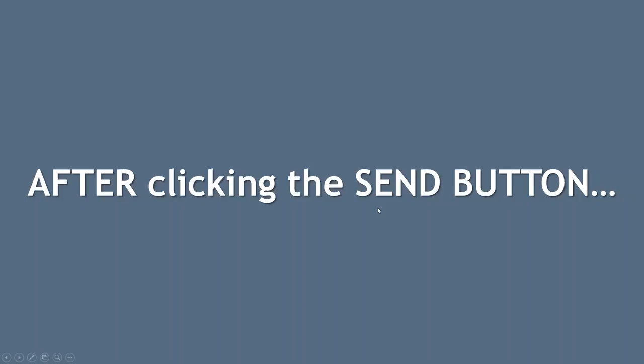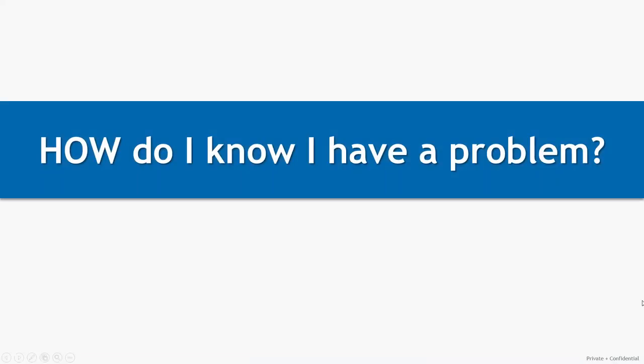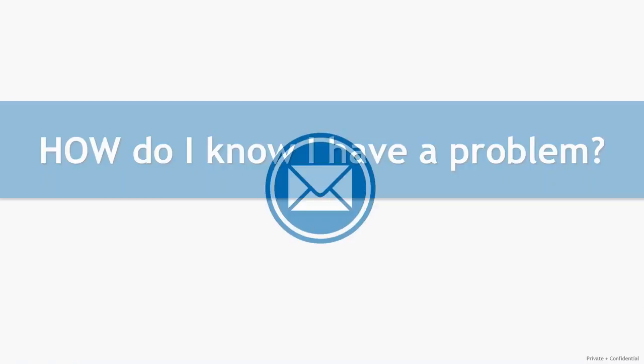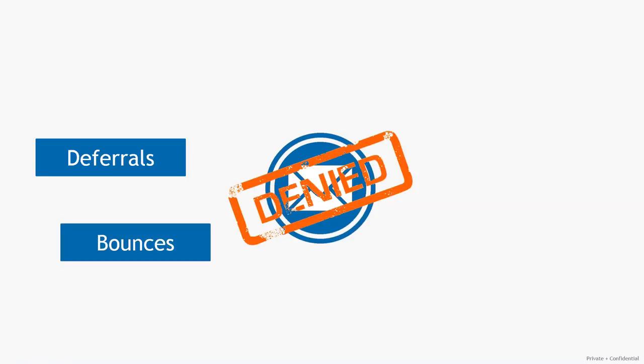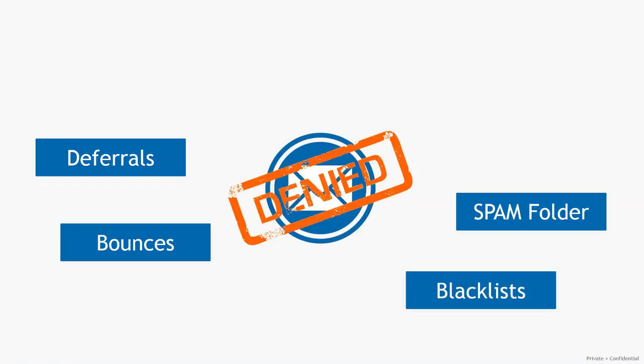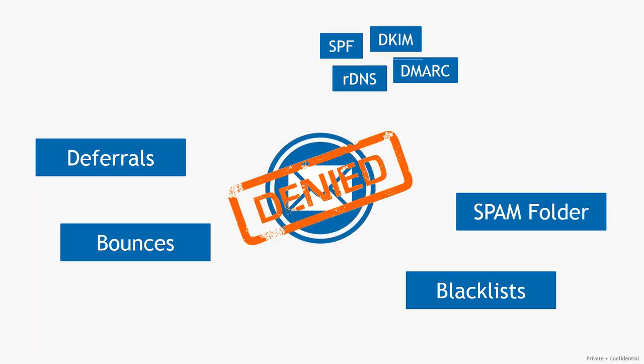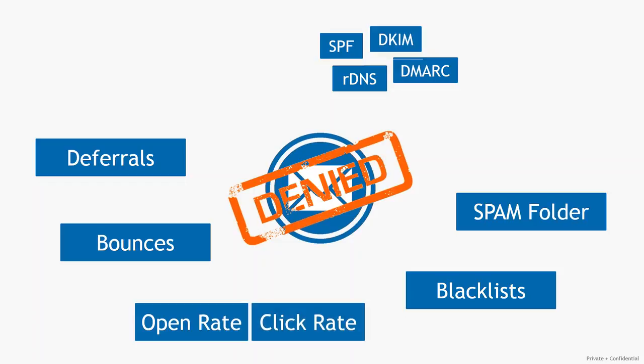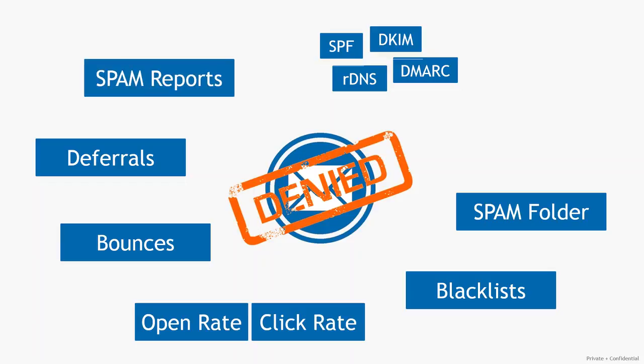So the first step is how to identify that you have a real problem. And there are a pile of things that can go wrong that can cause your email to get blocked. There are deferrals. There's bounces. You could end up in the spam folder. You might be on a blacklist. Or one of many of your authentication policies might be wrong or invalid. And then, how are your users engaging with your emails? Are they opening and clicking? Are they clicking the spam button or unsubscribing?